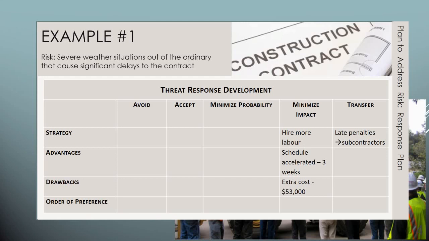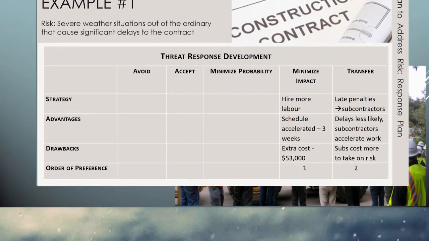The advantage of this is the delays are much less likely, as the subcontractors will accelerate their own work. The disadvantage is that the subcontractors that are willing to work for us will cost more as they are taking on the risk. Now that we have more than one strategy, we rank them in order of preference. This spreadsheet is a classic threat response development tool.